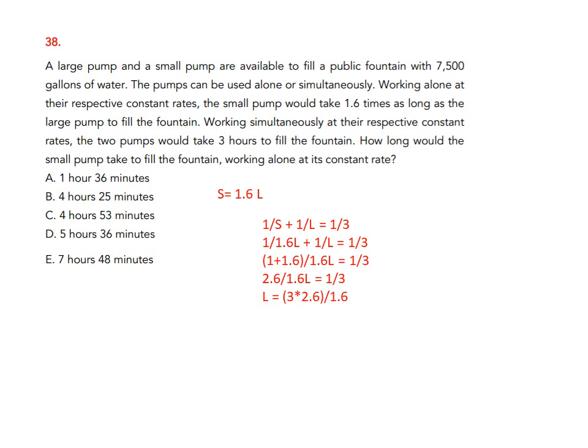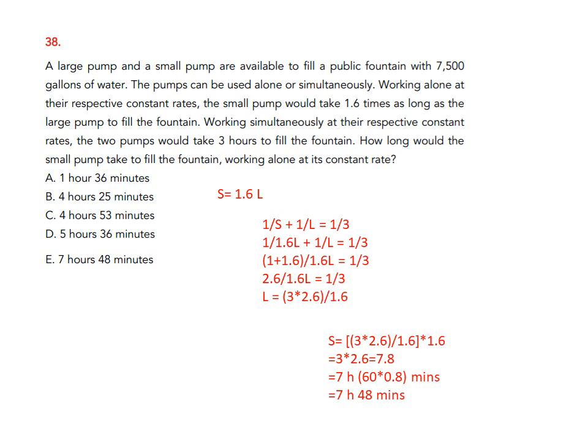So let's set up an equation. 1 by S plus 1 by L equal to 1 by 3. So now that S equals 1.6 L, instead of S we'll write 1.6 L in the denominator of the first term, that is the first ratio, and then we'll solve the equation and you get L equal to what? 3 multiplied by 2.6 divided by 1.6.